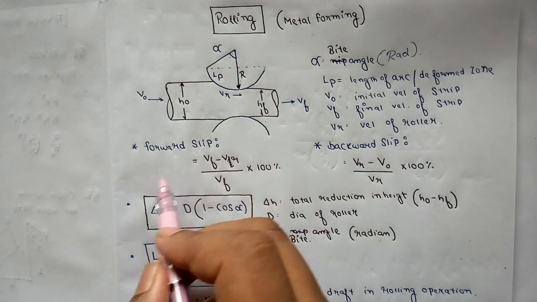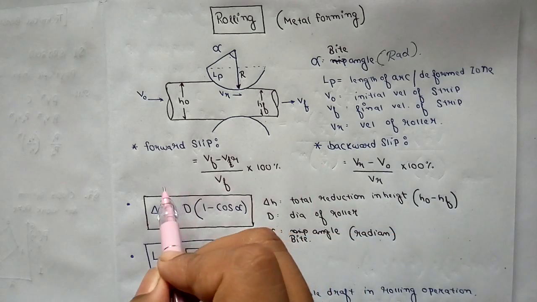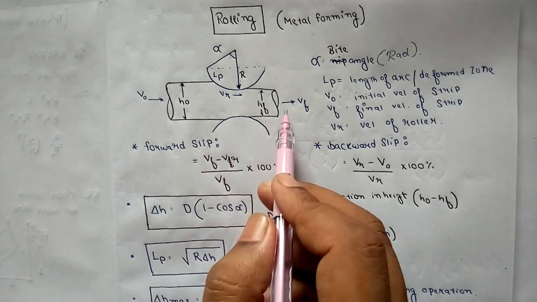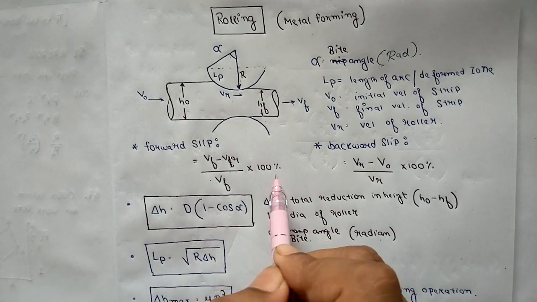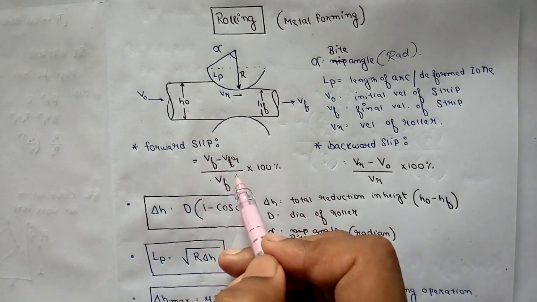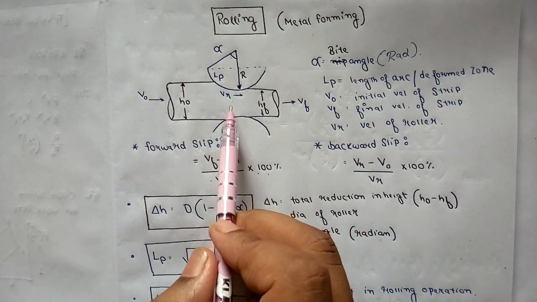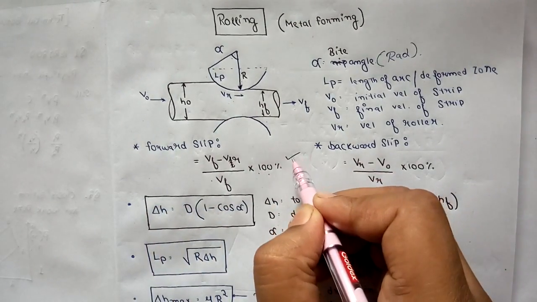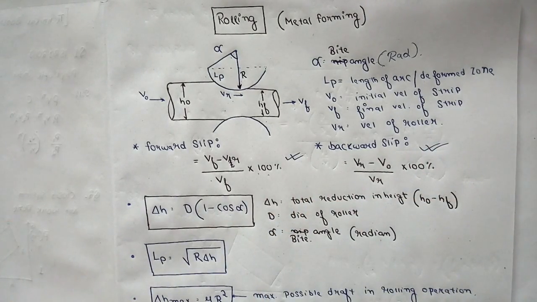Now a very important thing is the forward slip. There is very little chance that a question will come from forward slip and backward slip, but still you have to remember that forward slip equals vf, the final velocity, minus the initial velocity, divided by the final velocity, into 100%. If it is asked in percentage, then simply multiply by 100%. In case of backward slip, the formula is vr minus v0 by vr into 100%. There is very little chance that questions will come from this, but still you can remember it.